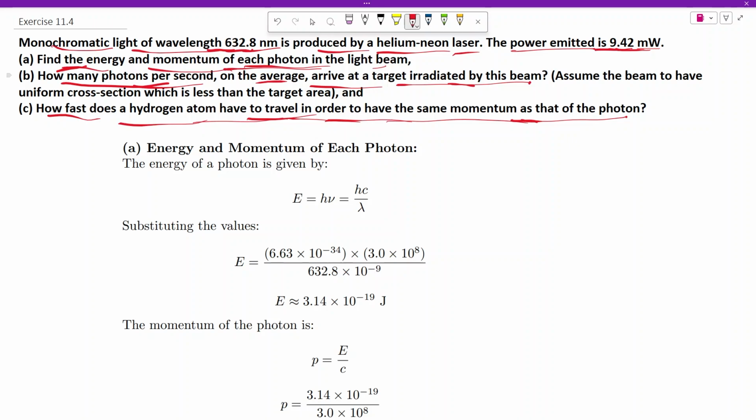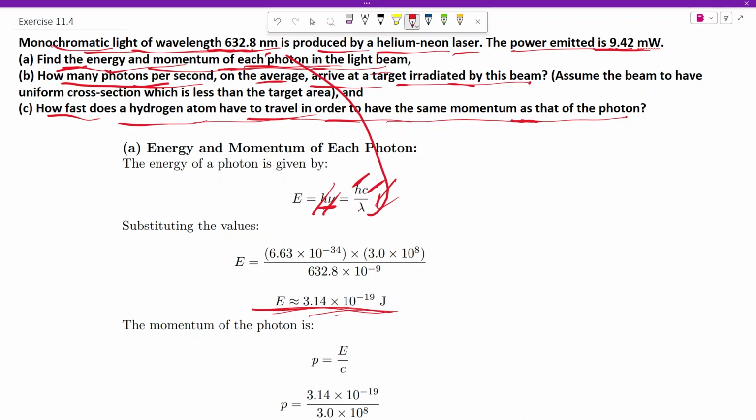So here at first we have to find out the energy and momentum of each photon in the light beam. The energy of each photon is given by h nu. This is Planck's equation, where h is the Planck's constant and nu is the frequency of the radiation. Nu can be calculated as the speed of the radiation divided by its wavelength, and we have been given the monochromatic light of wavelength. So the value of lambda is given over here, the value of h is known, and the value of c is also known, that is 3 into 10 to the power 8 meter per second. Substituting the values, we will get the value of energy of each photon.